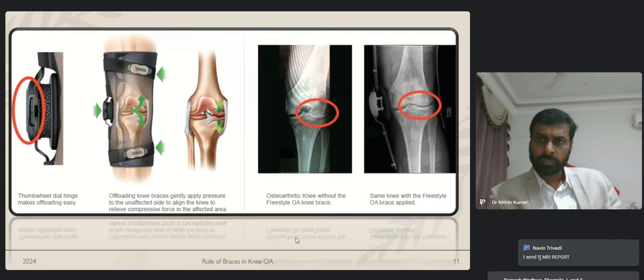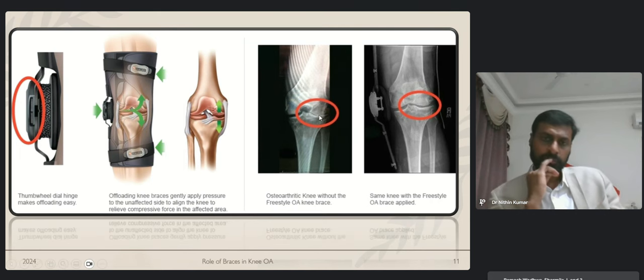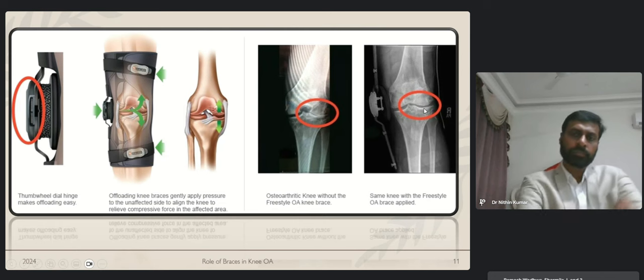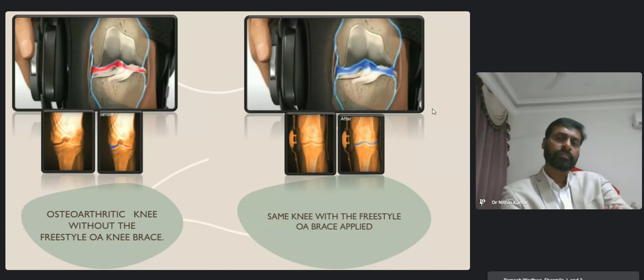There is a mechanism available in the offloading braces. For example, on the rounded red mark, you can see there is a dial. We call it a thumb wheel dial. Once we rotate it, the hinge moves towards the joint and opens the joint space. This is before the brace: there is no joint space at all. After the brace, you can see an increase in joint space. Once the joint space increases, there is a reduction in pain, or sometimes it stops the pain, and further damage will not happen. This is called the offloading brace mechanism.